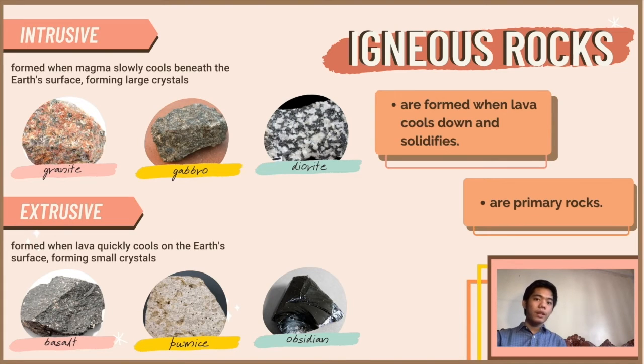When magma fails to come out, ultimately settling beneath the surface, intrusive or plutonic rocks are formed. They crystallize below the surface, and the slow cooling allows large crystals to form. So our examples are granite, gabbro, and diorite.